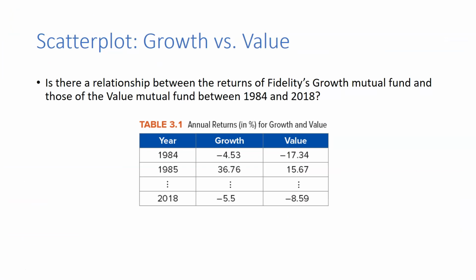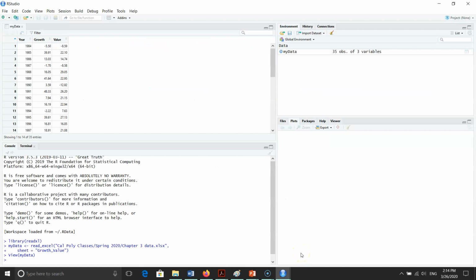Now let's look at how we can construct a scatter plot in R. In this example, we are going to compare the returns of the growth mutual fund and the value mutual fund. We want to find out if there is a relationship between the returns of Fidelity's growth mutual fund and those of the value mutual fund between 1984 and 2018. In RStudio, I have imported the dataset growth value into a data frame and labeled it MyData.